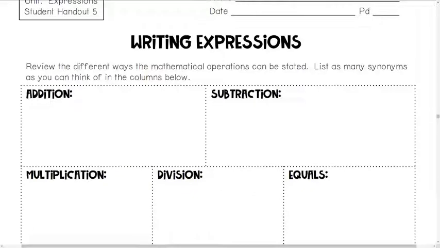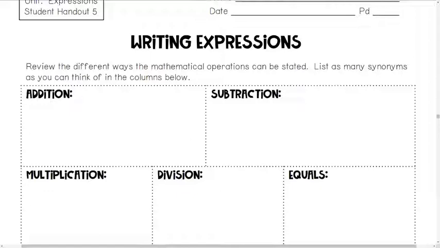Welcome back. Today we're going to go over writing expressions. So first off, we need to review a lot of different ways that we can say the operations in words when looking at story problems, and some of their synonyms that we can look for.